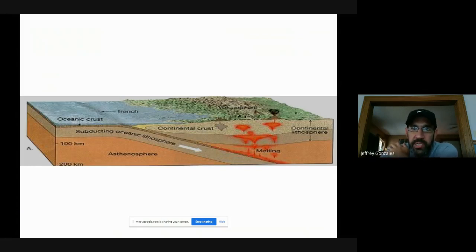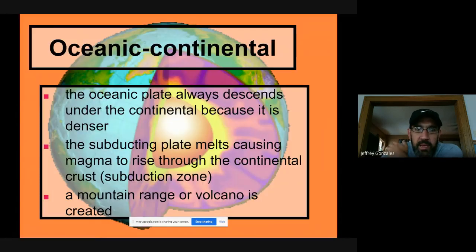Where are some places where we see this happening? Well, we see this happening around the Pacific Ocean. Around the Pacific Ocean, it's called the Ring of Fire because we see a lot of these trenches and a lot of these boundaries. Mount St. Helens is an example. That's a clear example of this, where we see the oceanic plate, the Pacific plate, going underneath the North American plate, and it creates a volcano. And that's what this says here, okay?